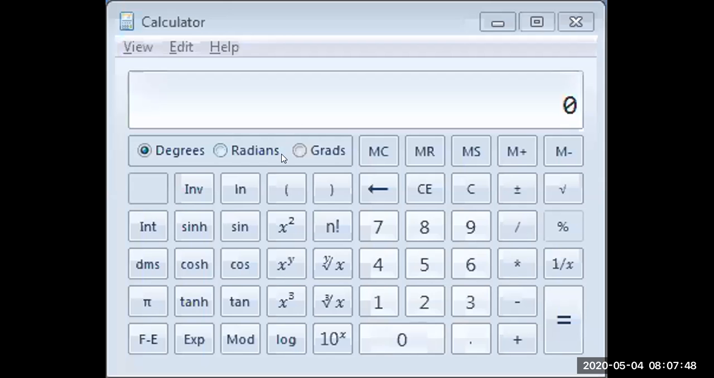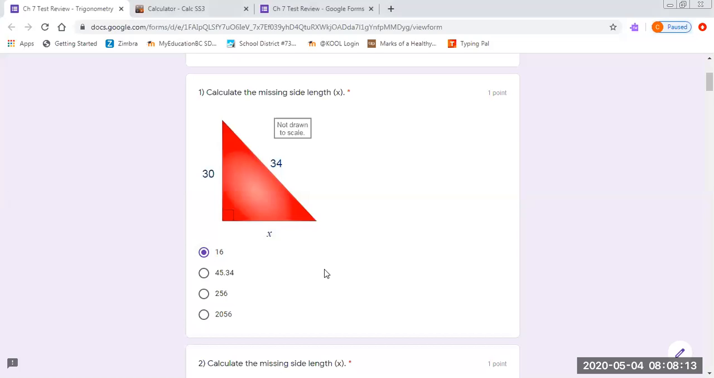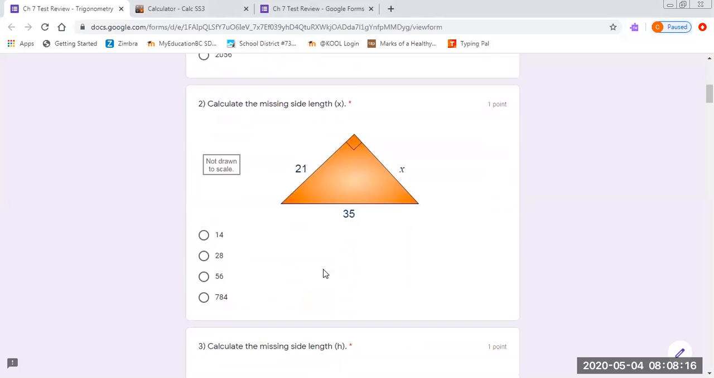Using my calculator, I would go 34, and then use my square button, and then simply subtract off the 30 squared, and then if I hit equals, this is the difference, 256. If I take the square root, using the square root button, then the answer is 16. So therefore, if I come back in here and click on 16, that would be the correct answer for that question.